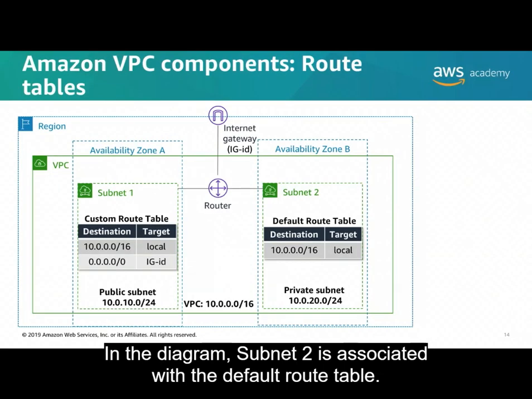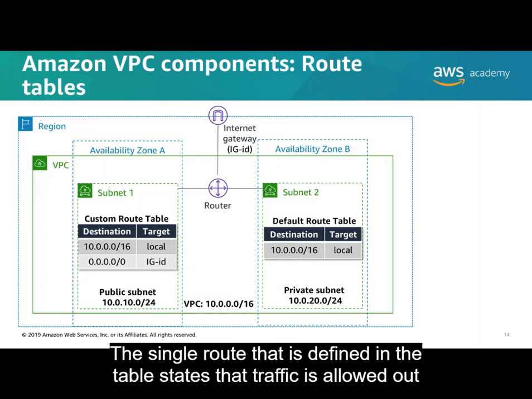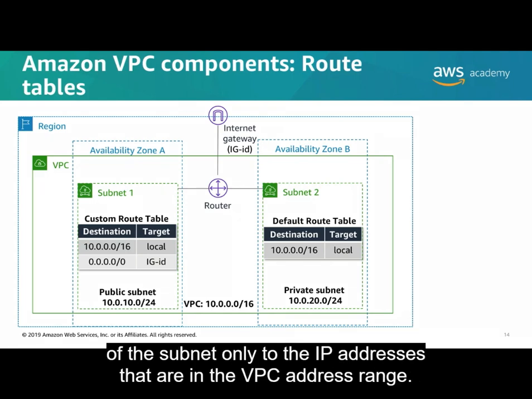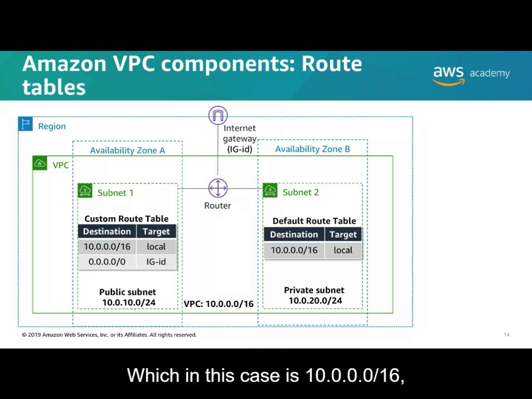In the diagram, subnet 2 is associated with the default route table. The single route that is defined in the table states that traffic is allowed out of the subnet only to the IP addresses that are in the VPC address range, which in this case is 10.0.0.0/16. This traffic is routed via a local path.